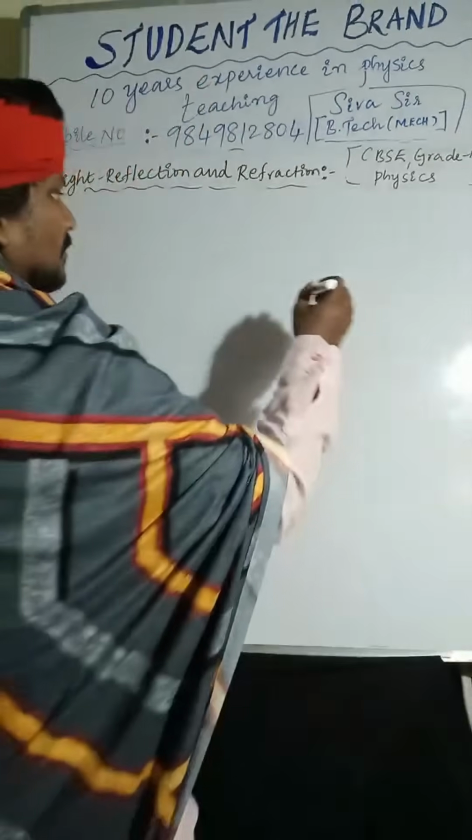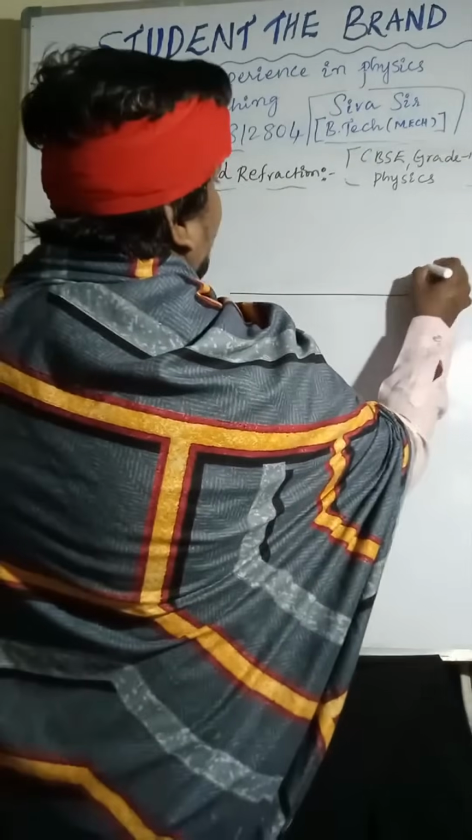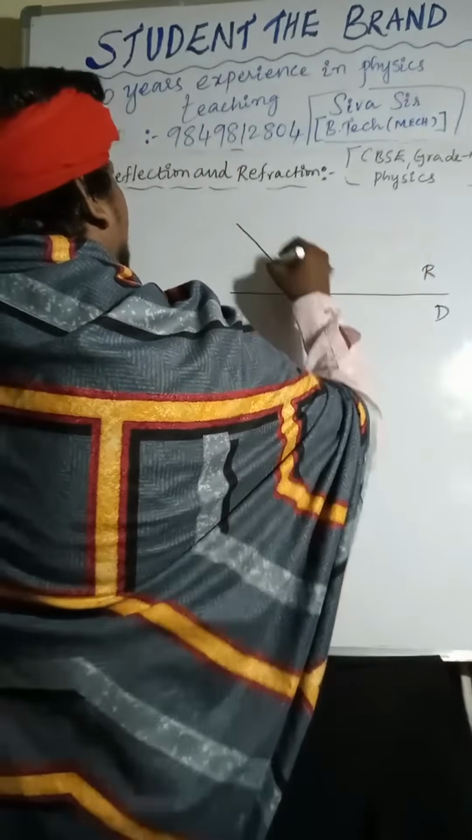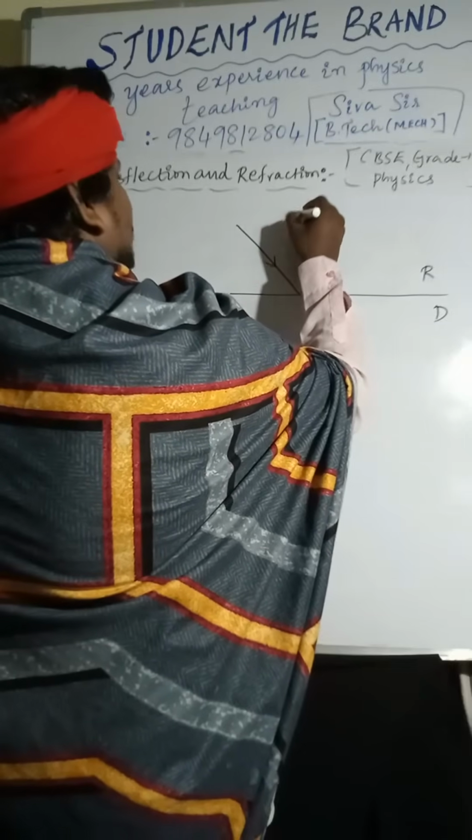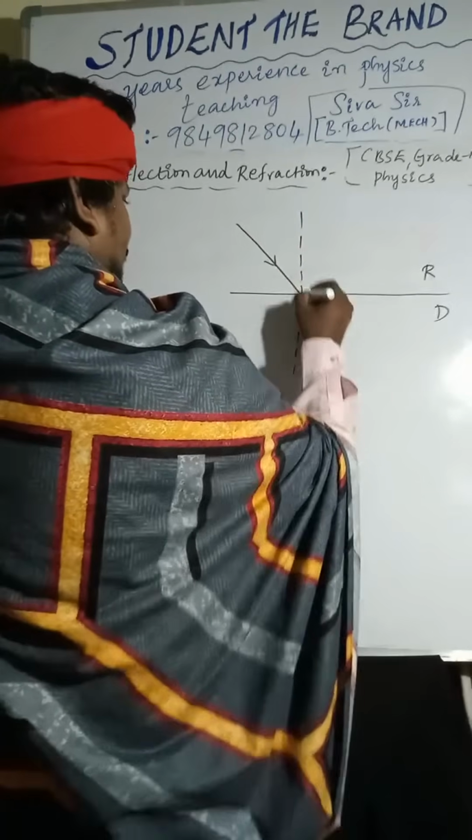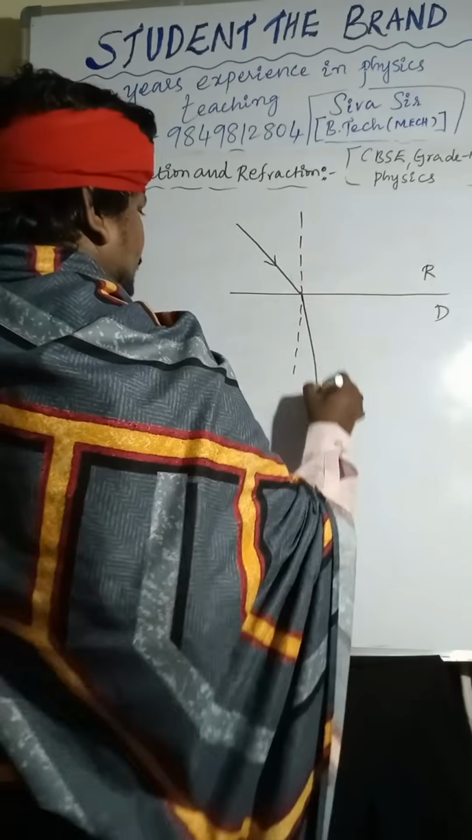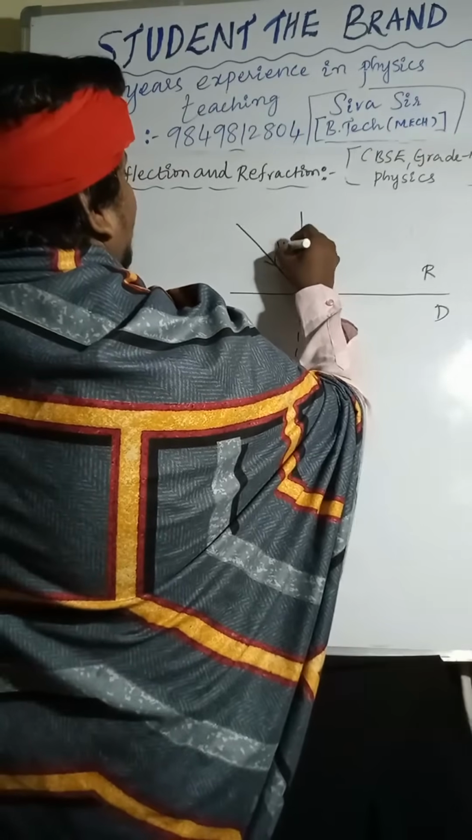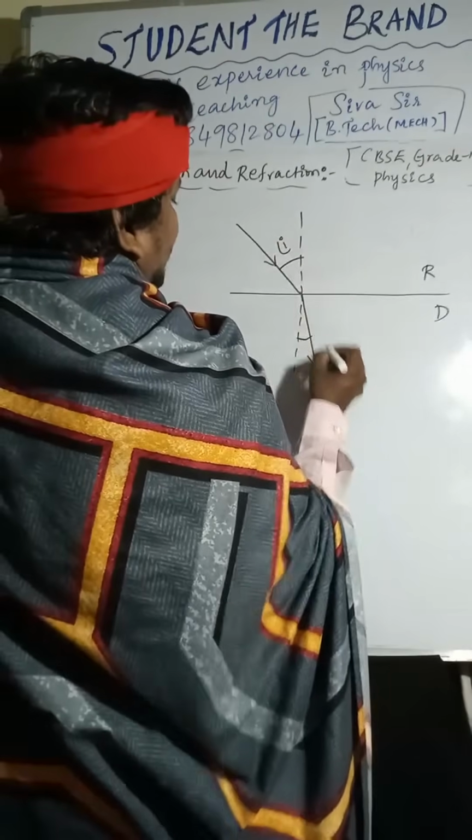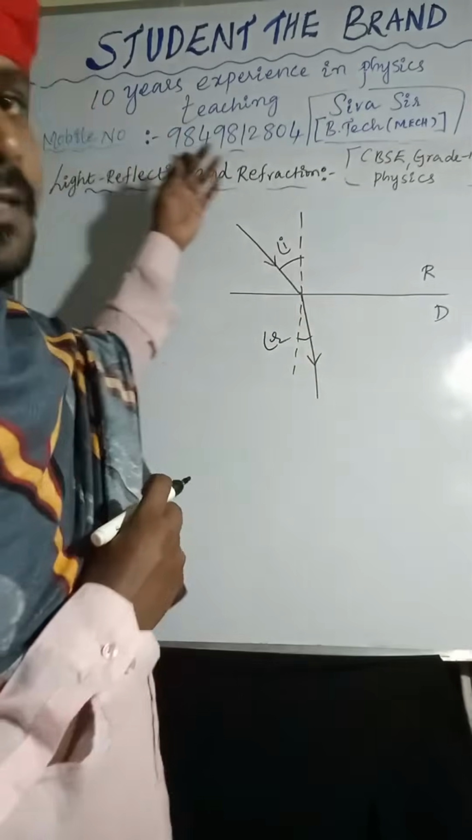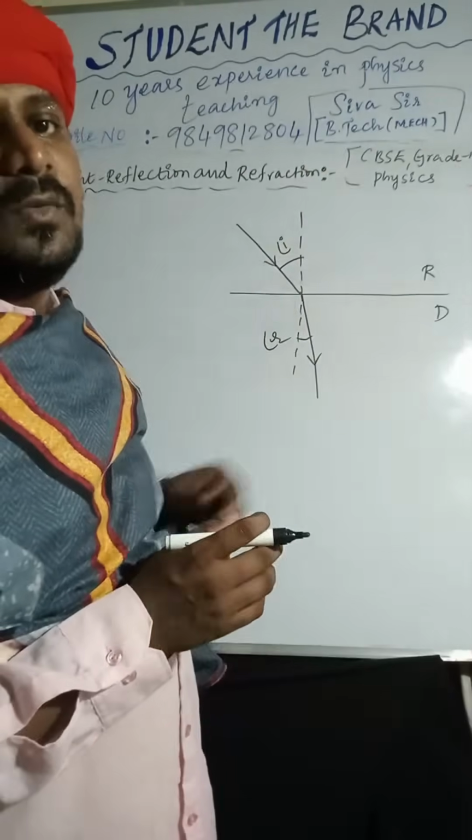Here there is a rarer medium and a denser medium. The light ray is passing from rarer to denser. This is the normal line. The angle between the incident ray and the normal line is called the angle of incidence. The angle between the refracted ray and the normal line is called the angle of refraction. When the light ray is moving from rarer to denser, it bends towards the normal line.